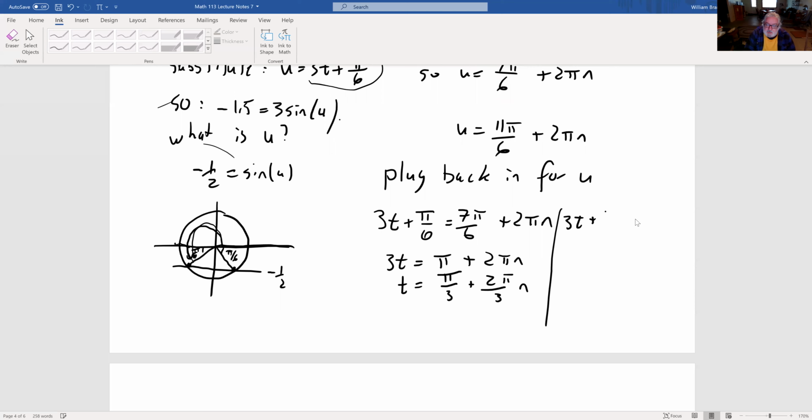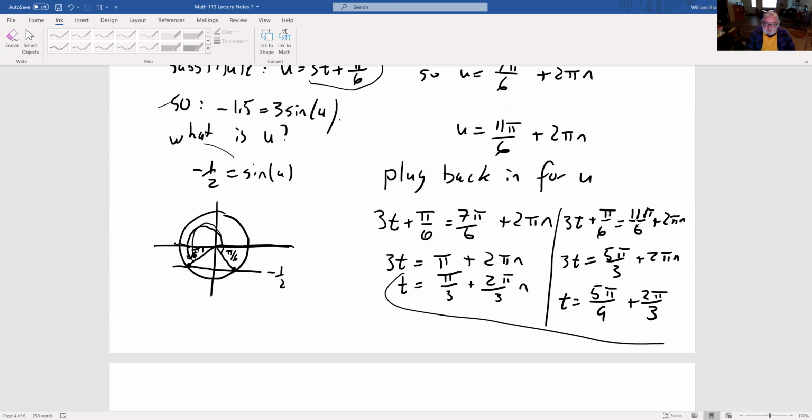3t plus pi over 6 equals 11 pi over 6 plus 2 pi n, and that's supposed to be a pi there. Subtract your pi over 6, and you get 5 pi over 3 plus 2 pi n. You subtract a pi over 6, you get 10 pi over 6, which is 5 pi over 3, and then divide through by 3. Great, so there's all our possible solutions. We've actually figured them all out.